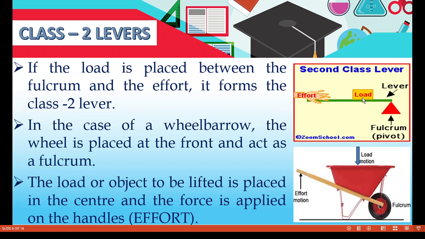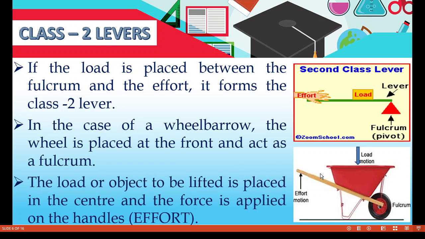So the load is placed at the center, and this is nothing but the lever. The green bar is nothing but the lever. So the load is placed on the lever at the center, and the effort is applied at the other end. Here the load is placed in between the fulcrum and the effort. As I said, it forms the class 2 type lever.